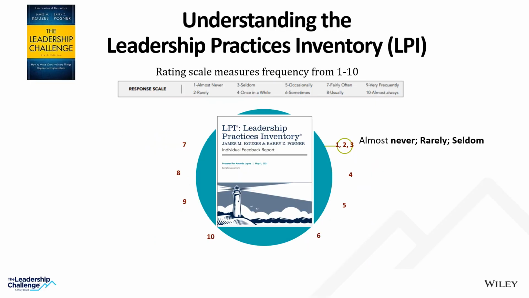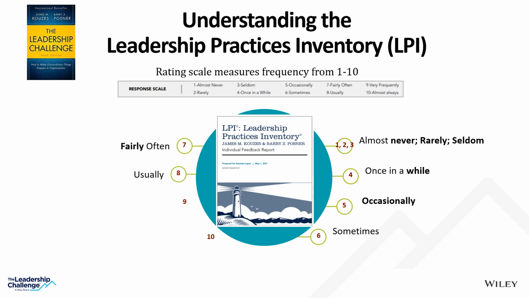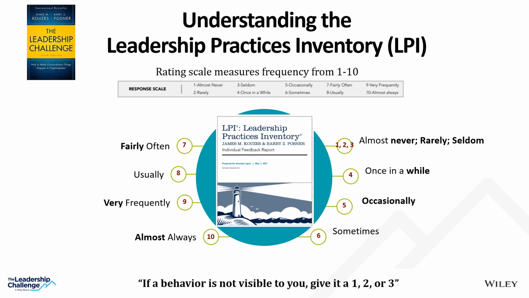So understanding the Leadership Practices Inventory really begins by understanding the rating scale. The first thing to note is how frequently someone is seeing the behaviors is based on a 1 to 10 point scale. Next, notice that if a behavior was just not evident or visible to the respondent, they were instructed to give a 1, 2, or 3. A response of a 1, 2, or 3 doesn't mean you weren't doing a particular behavior. It only means it wasn't visible to the observer. So you might want to jot this down.